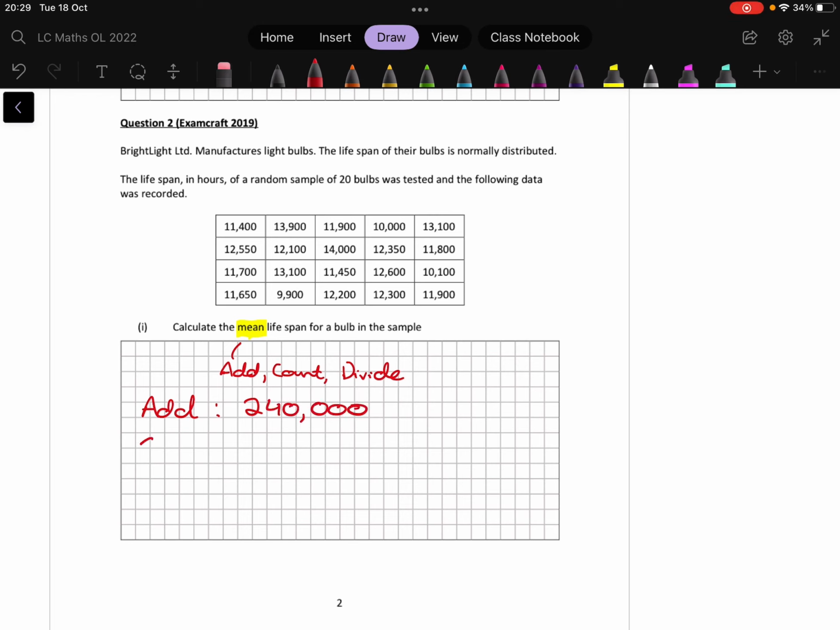240,000. For counting, we count how many bulbs were tested. We're told in the question it was 20 bulbs. So we take our 240,000, we divide by 20, and we get our answer. And our answer should be 12,000. 12,000 was the mean lifespan for a bulb in this range. And again, just highlighting our answer here, just to make it really clear for an examiner what our answer is.